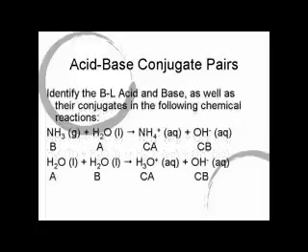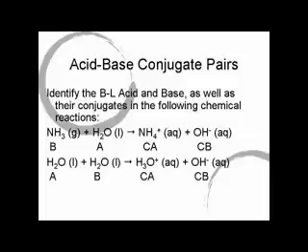Welcome back. Let's take a look at your answers. We have NH3 is the Bronsted-Lowry base, H2O is the Bronsted-Lowry acid. The ammonium ion, NH4 plus, is the conjugate acid. It has one more hydrogen and one more positive charge than its base. And the OH minus is the conjugate base. It has one less hydrogen and one more negative charge than the Bronsted-Lowry acid.